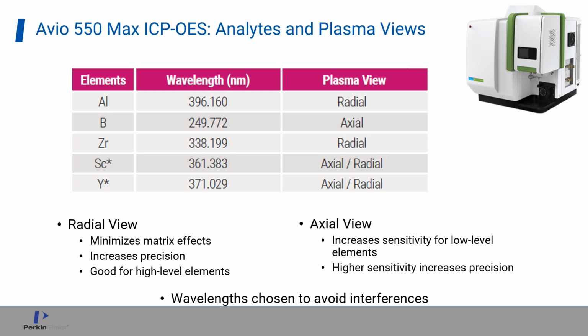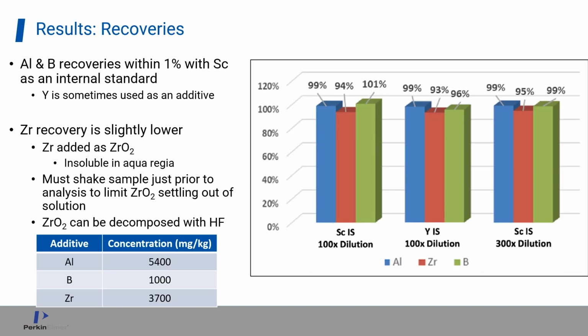In this case, boron, while it wasn't present at low levels, the line we chose is not the most sensitive line for boron. And we chose these wavelengths to avoid interferences. So by using dual view, we could pick the appropriate wavelengths. Okay, so now let's take a look at the results, which are shown in the plots on the right.